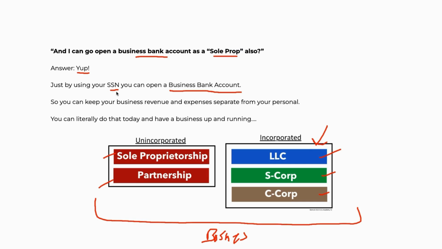As a sole prop using your social security number. And then you can start to keep your business revenue and your expenses separate from your personal, right? So you can literally go today and have a business up and running. Now, should you do that? Is that the best scenario for you? That's exactly what we're going to be talking about in upcoming sections.